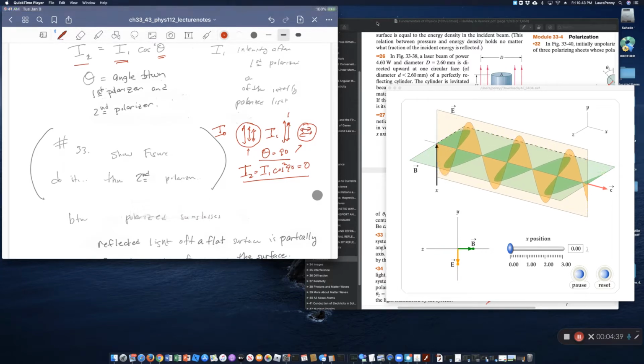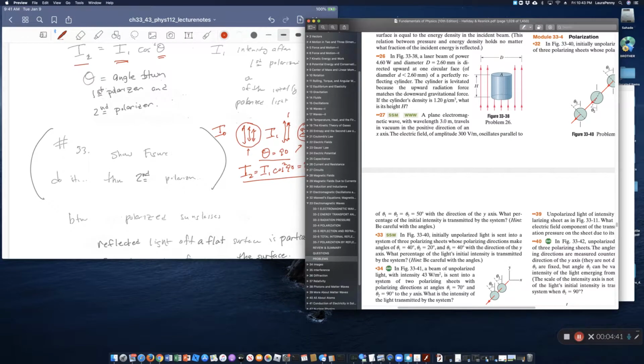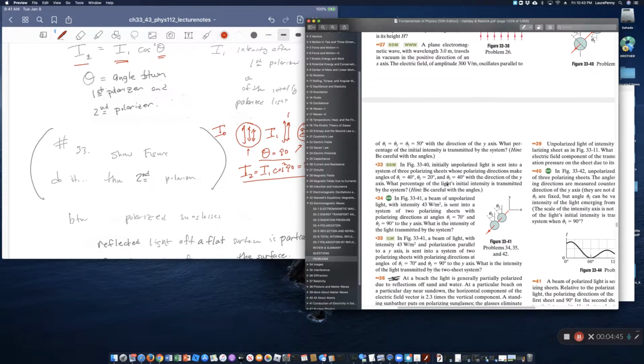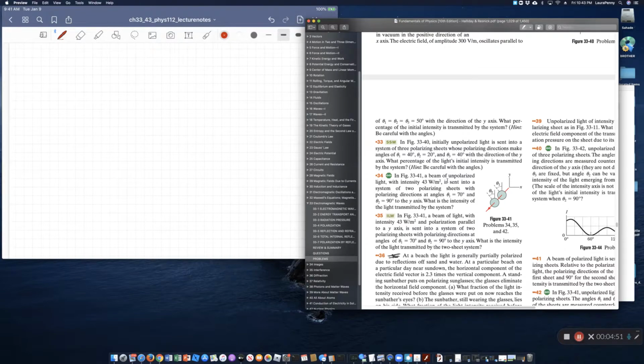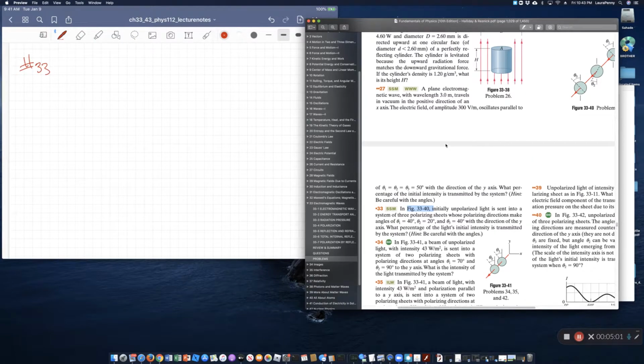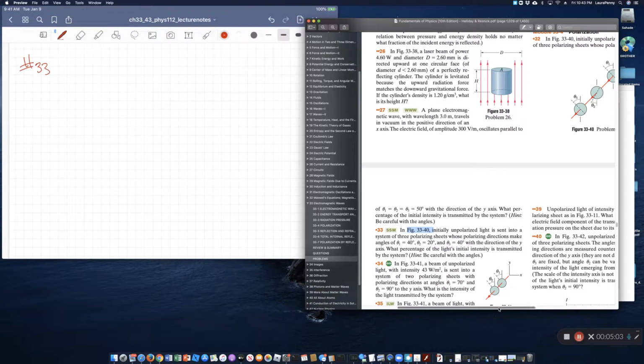Number 33 is worded a little bit oddly, so let's go ahead and look at it. That is one of the problems we're supposed to be doing. So number 33, why don't we go ahead and make a separate piece of paper for this. So number 33 says that we should look at figure 33-40. So let's go ahead and look at that figure real quick.